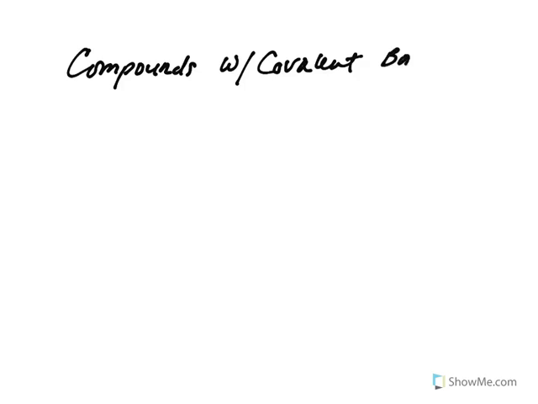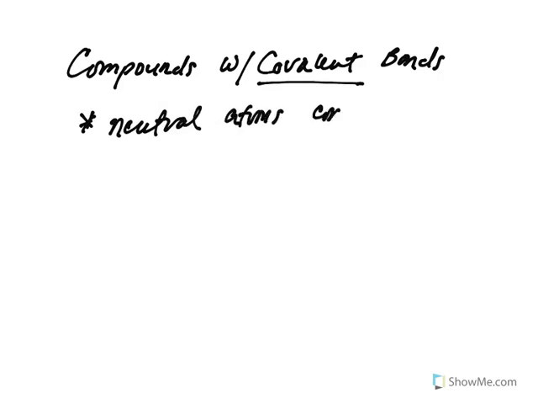Okay, in this lecture video, we're going to talk about compounds that have covalent bonds. So in our other video, we talked about compounds with ionic bonds that are made from a metal and a nonmetal, and you have positively and negatively charged ions. But in compounds with covalent bonds, we have neutral atoms, so atoms with no charge that are connected together now through bonding.